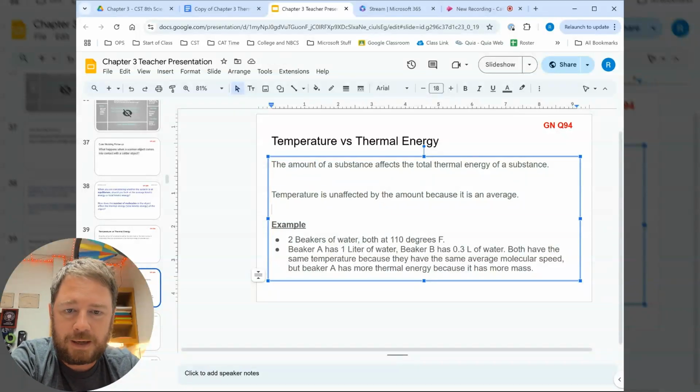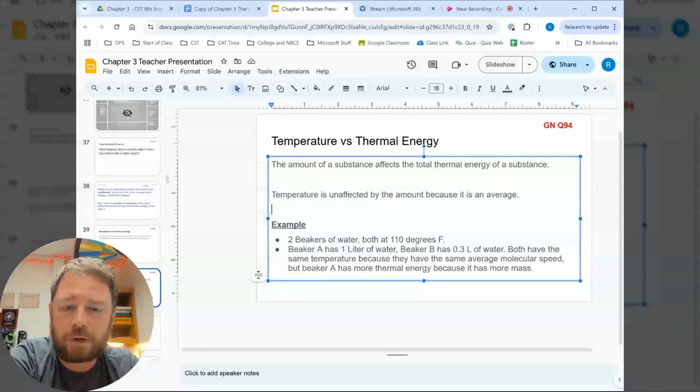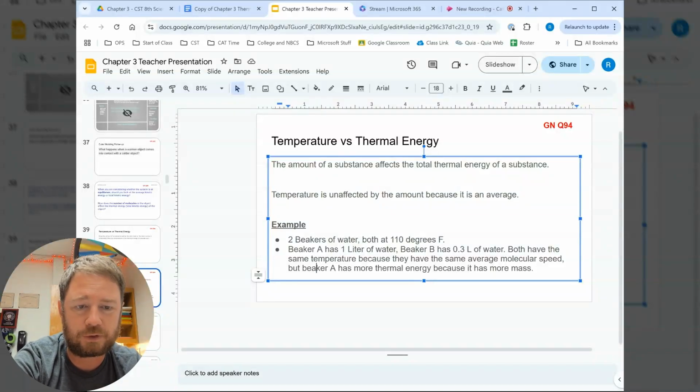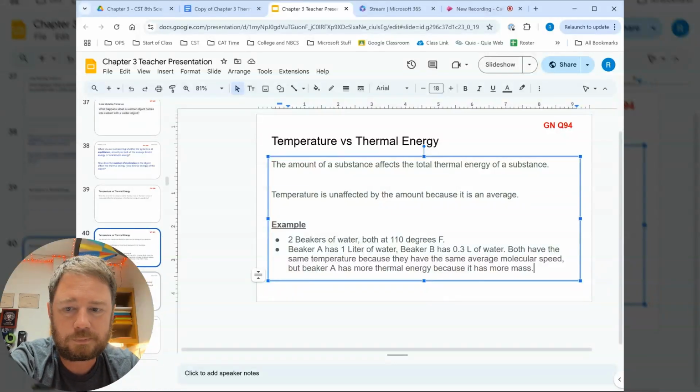So some examples of how this applies. We have 2 beakers of water, both at 110 degrees Fahrenheit. Beaker A has 1 liter of water, while beaker B has only 0.3 liters of water. Both have the same temperature because they both have the same average molecular speed. They're both 110 degrees, but beaker A has much more thermal energy because it has more mass. It has almost 3 times the amount of mass, so it's going to have 3 times the thermal energy as the other beaker.